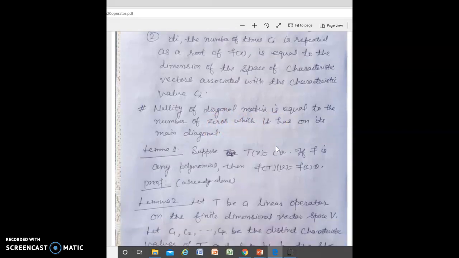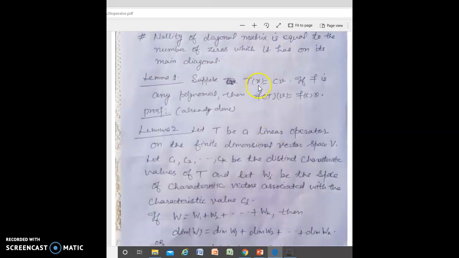Now we have one lemma. Suppose T V equal to C V, T is a linear operator, f is any polynomial, then f of T V equal to f of C V.